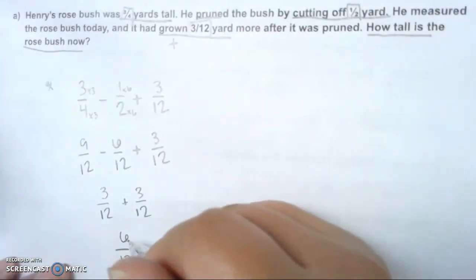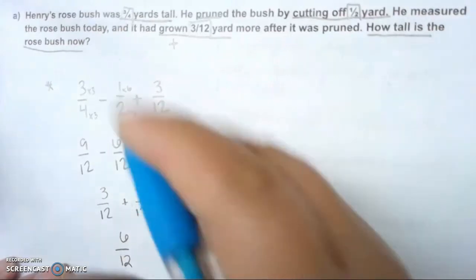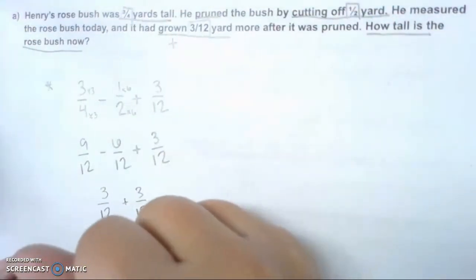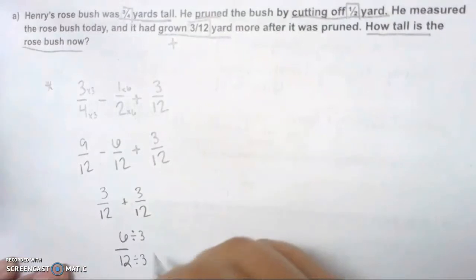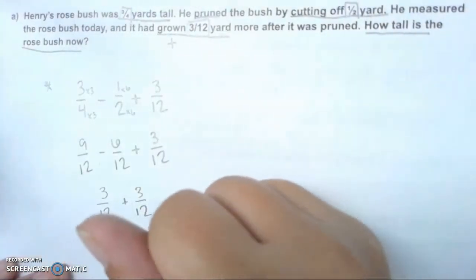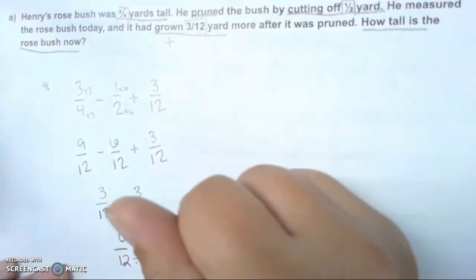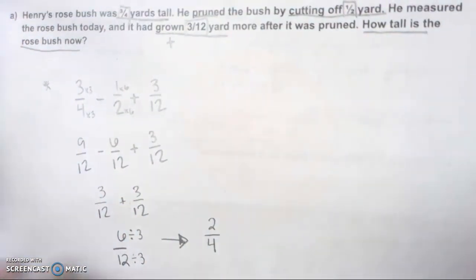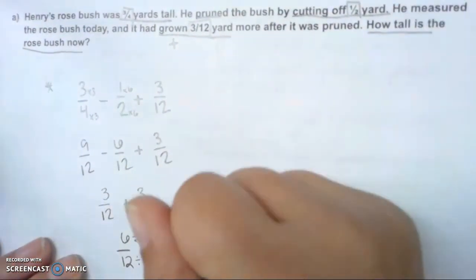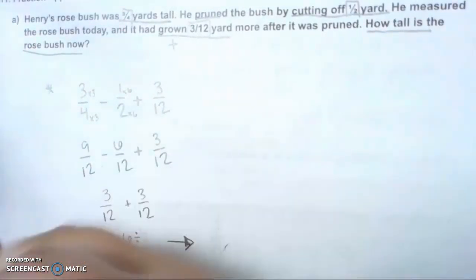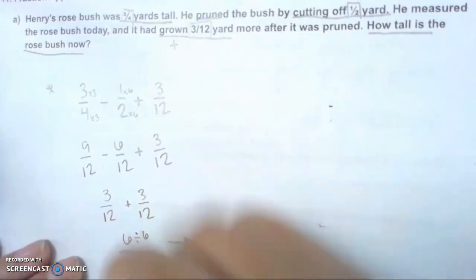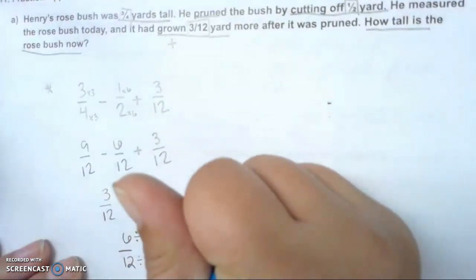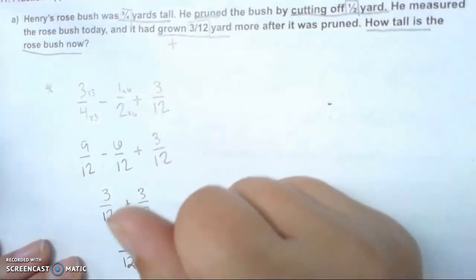What number can go into both 6 and 12? 3 can. 3 can go into 6. 3 can go into 12. And that's going to give us 6 divided by 3 is 2. 12 divided by 3 is 4. So guys, instead of 3 going into both of those, we can also say 6 can go into both of those. The greatest common factor of 6 and 12 is 6. So 6 divided by 6 would be 1. 12 divided by 6 would be 2.